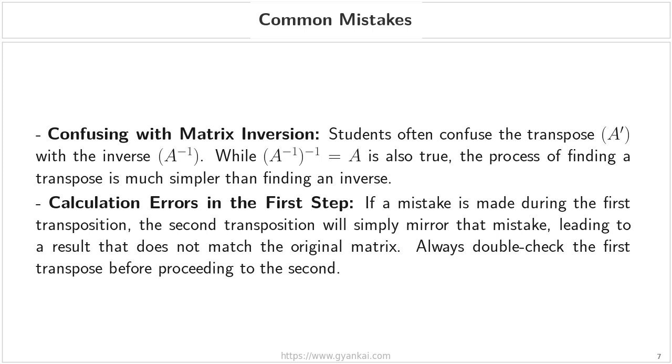This will lead you to a final result that does not match your original matrix A, which might make you think the property itself is wrong. To prevent this, I highly recommend that you always double-check your first transposition before proceeding to the second one. Now that we have covered the theory and a practical example, let us conclude by discussing some common mistakes to avoid so that you can apply the double transpose property accurately.